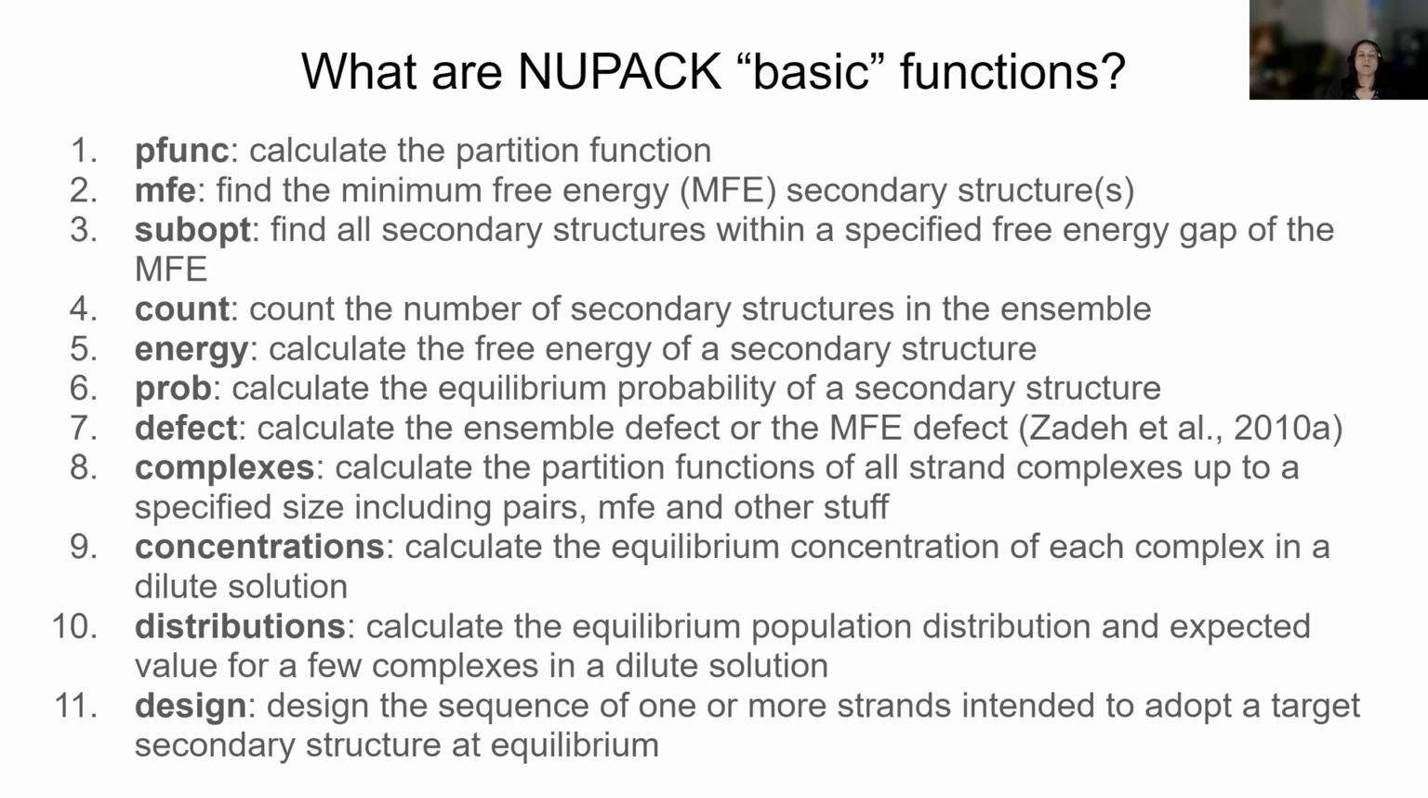You have the MFE function, which gives you the minimum free energy secondary structure or structures, because if you pass the degenerate option, which I think is kind of a funny term, you actually get all of the secondary structures at the minimum free energy value. You have subopt, which finds all the secondary structures within a specified free energy gap. We refer to those as all the alternate structures that an RNA sequence can take over the entire range of energy potentialities.